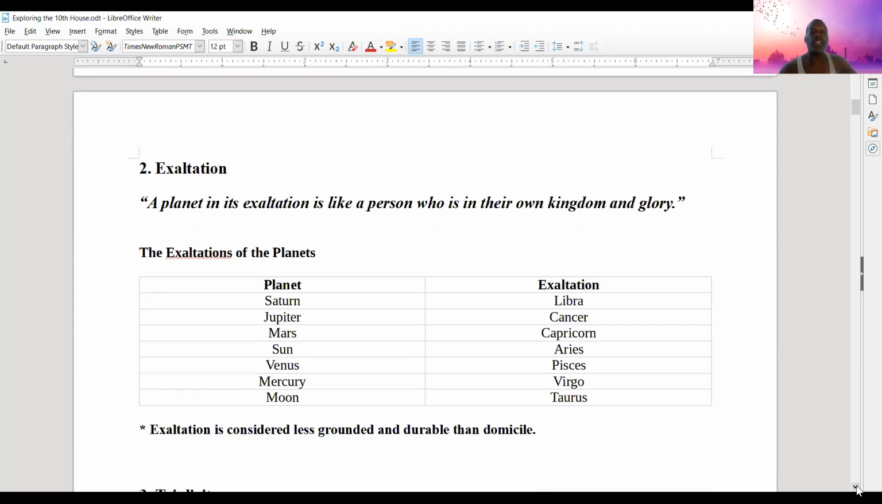All right, exaltation. A planet in its exaltation is like a person who is in their own kingdom of glory. So these are the exaltations of the planets, right? Saturn is exalted in Libra, Jupiter in Cancer, Mars in Capricorn, etc. As you can see, exaltation is considered less grounded and durable than domicile.